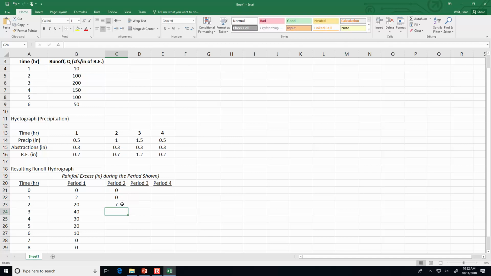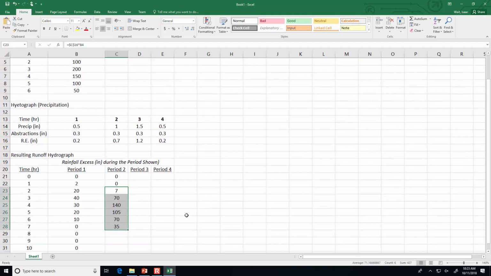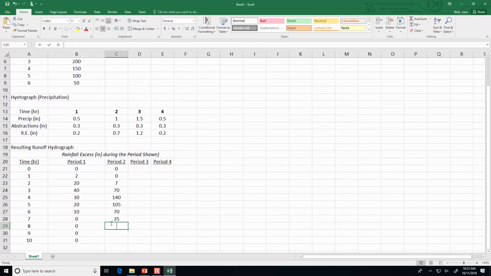Okay, so it starts with 7. The next one is going to be 70. If I drag this down, hopefully it'll say 70. All right. 200 times 0.7, so that'll be 140 and so on. So I drag that down through, and then I have to put in the rest of these as 0 manually. So I delayed it. I moved that hydrograph down a row because period 2 is an hour later.